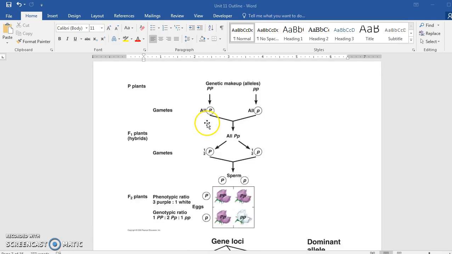When we take a look at the genetic makeup, the genes are not something we see. The phenotype would be something we see, that's the physical expression of the genes. But the genotype we don't actually see.